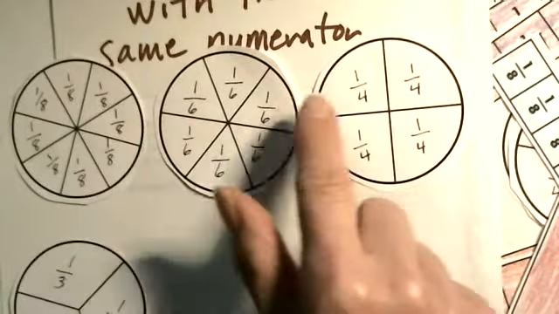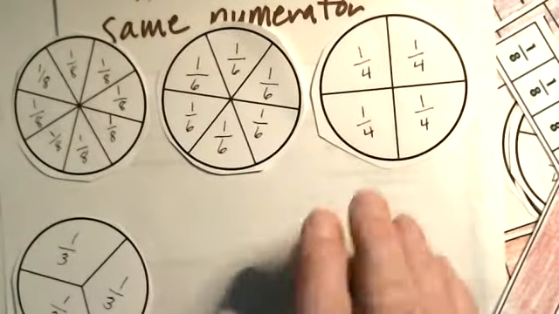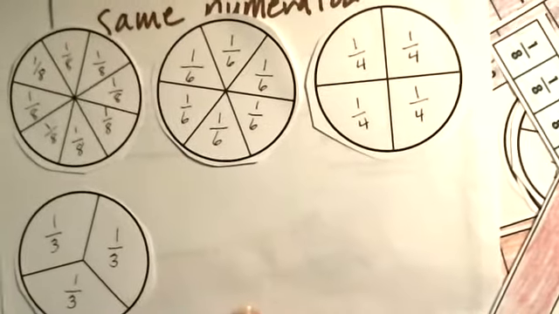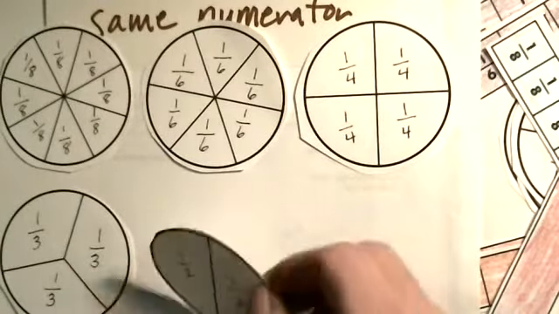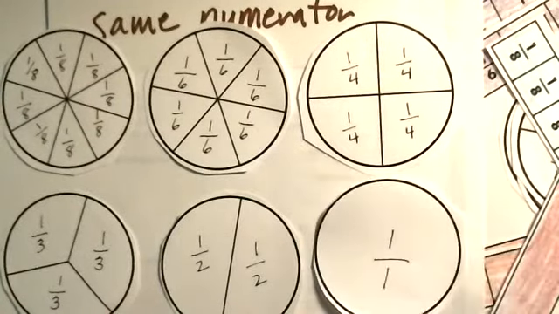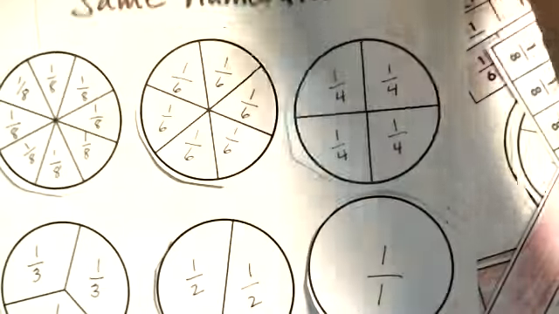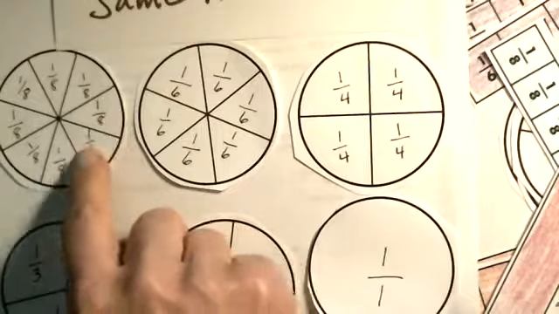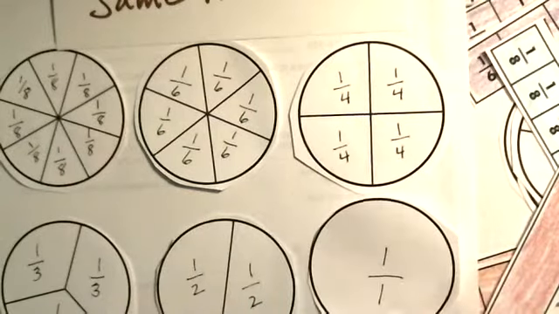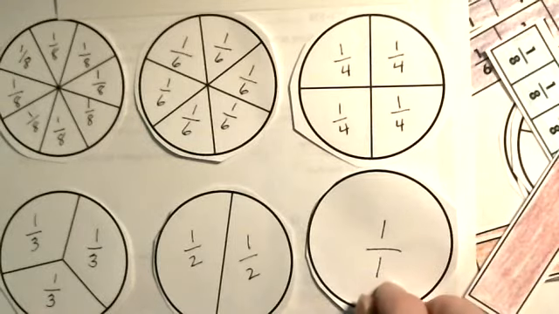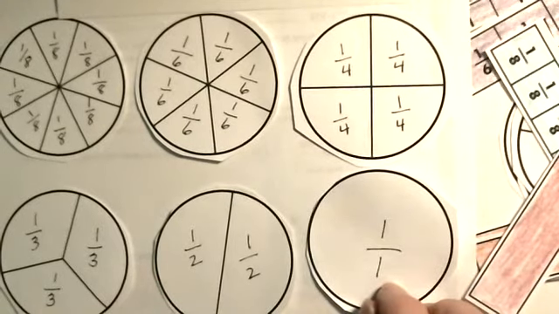But you see how they're getting a little bit bigger when I'm sharing with a smaller number of people. Then I have 1/3. I only have to share with 2 people. 1/2. I only have to share with 1 person. And this, I get to keep it all to myself. So if it has the same numerator, you're looking for the fraction with the smallest denominator. If the denominator is smaller, it's a bigger sized fraction. Okay?